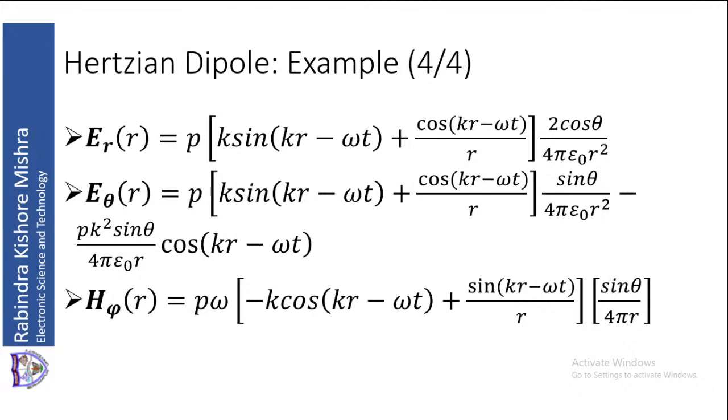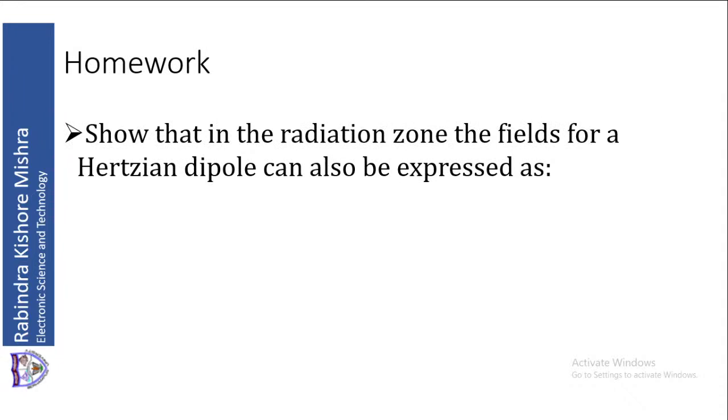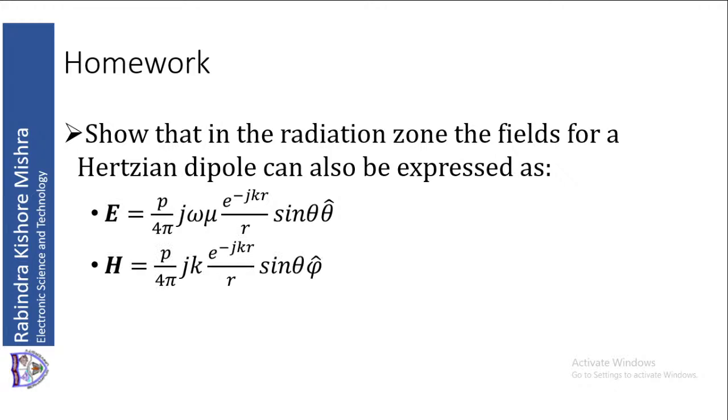Now based on what we discussed, let me give you a homework, so that in the radiation zone, the fields for a Hertzian dipole can be expressed as E is equal to P by 4 pi j omega mu exponential minus jkr by r sin theta theta cap. This I have already discussed, but you have to do this. Next, H is equal to P by 4 pi jk exponential minus jkr by r sin theta phi cap.